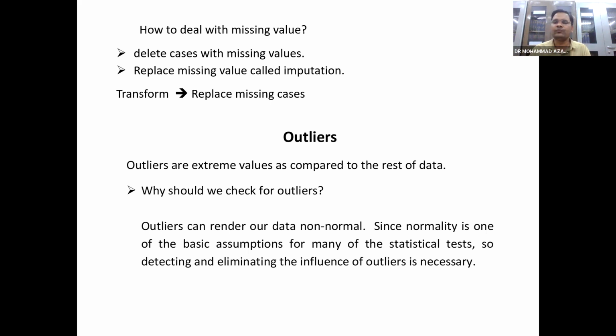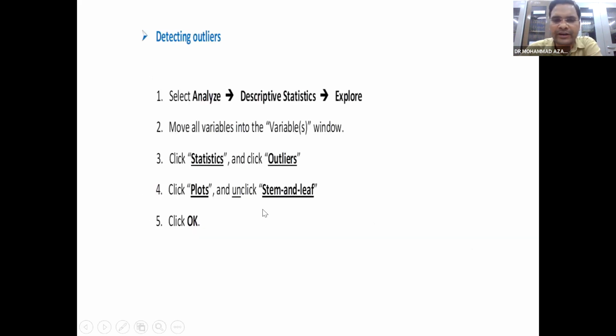तो इससे आपके आउटपुट पर भी फर्क पड़ेगा. तो आउटलायर्स को देखना हमें बहुत इंपॉर्टेंट है. डिटेक्टिंग आउटलायर्स, कैसे हम डिटेक्ट करें आउटलायर्स को? Go to Analyze, go to Descriptive, go to Explore. यानी first you have to click on Analyze, then go to Descriptive, then go to Explore, then click on Statistics, Outliers, Plots and unclick stem and leaf.